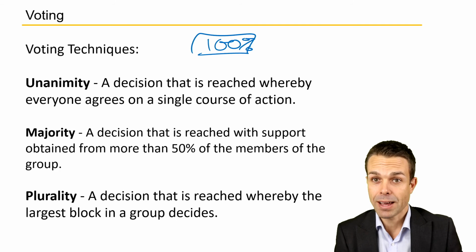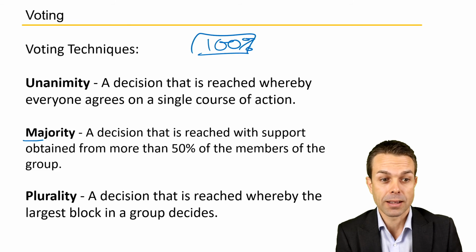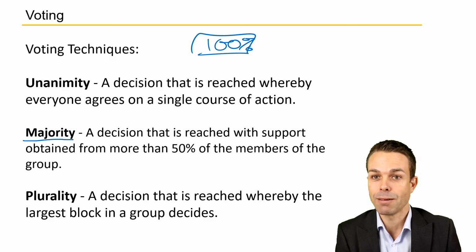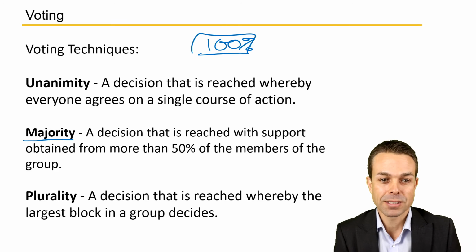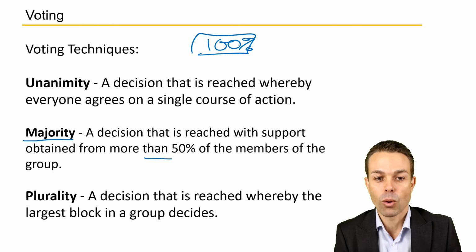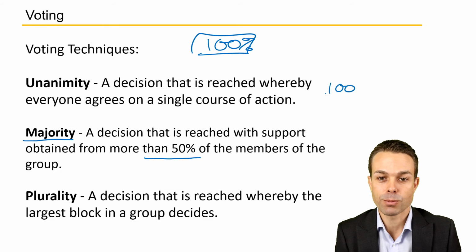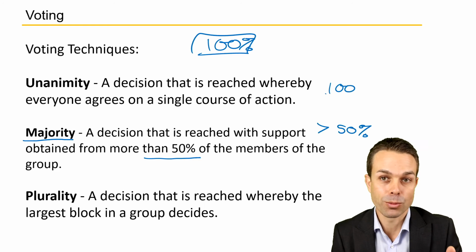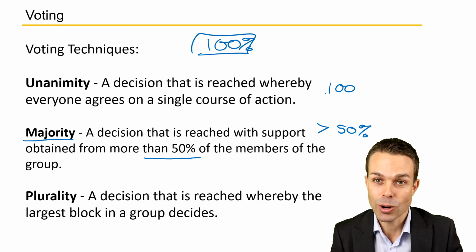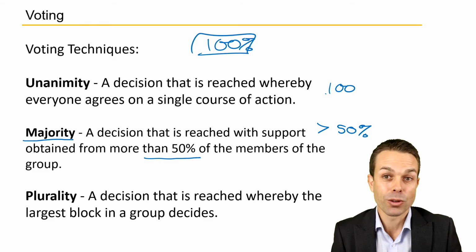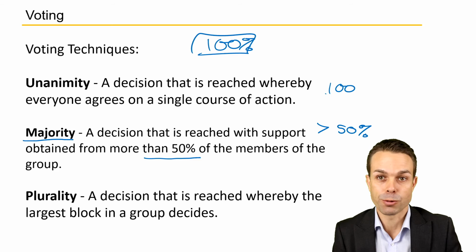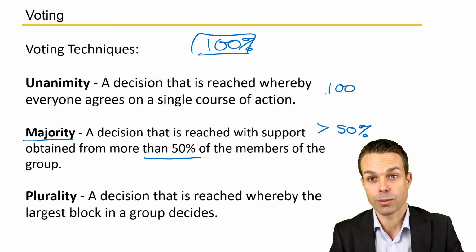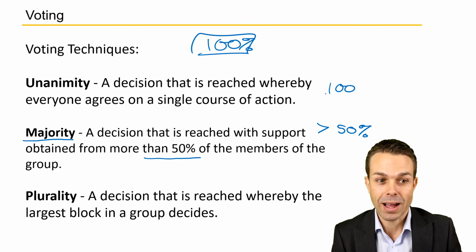Now, you may not have that in your case, but the next step down from that is the majority. This is where a decision is reached and more than 50% of the members of the group agree. So instead of 100%, now we have greater than 50%. We're still able to move forward because that is the majority of people. Now, even then, if you've got a large group of people or a lot of different decisions to be made, you may not have the majority.